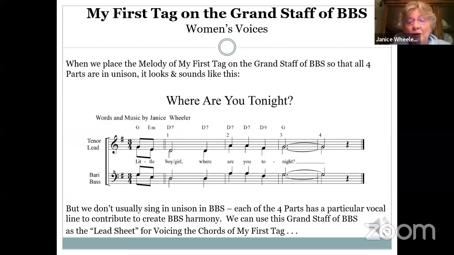But we will be using this grand staff of barbershop as the lead sheet for voicing the chords of My First Tag. And you'll notice that on this grand staff, we have the tenor notes with stems going upward and the lead notes with stems going downward on the treble clef. And on that octave bass clef, the Bari notes are going with stems upward and the bass notes with stems downward, which is what makes it easy to read for people reading the sheet music.